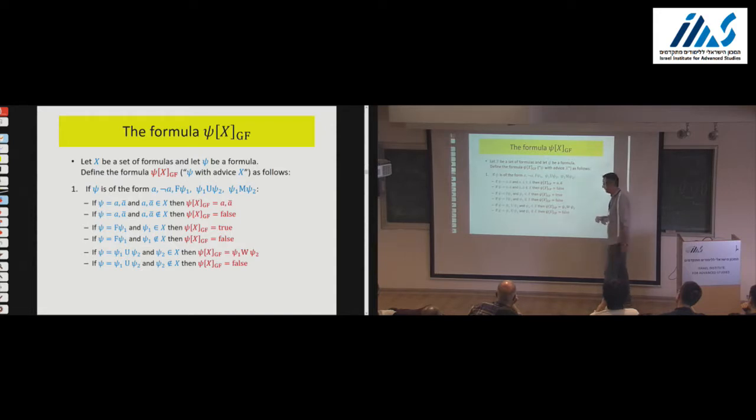What about an until? Well, if God tells you that psi 2 is going to hold infinitely often in the future, then you can replace the until by a weak until, because you don't need the information anymore that psi 2 is going to hold. You don't need to check that because God has already given you the information. By the way, you were asking why we need the weak until. We need it in order to be able to syntactically express that we now have this information. And if God tells you psi 2 is never going to hold anymore, you might as well replace this by false.